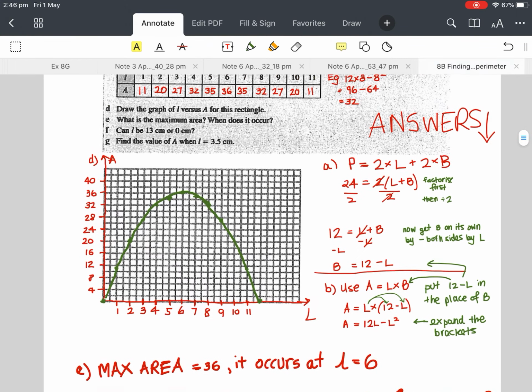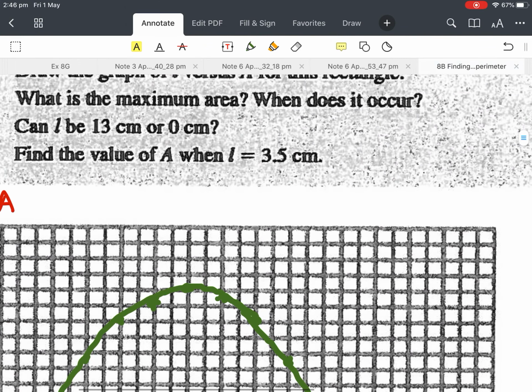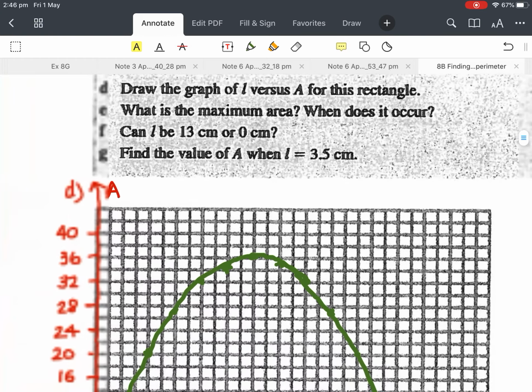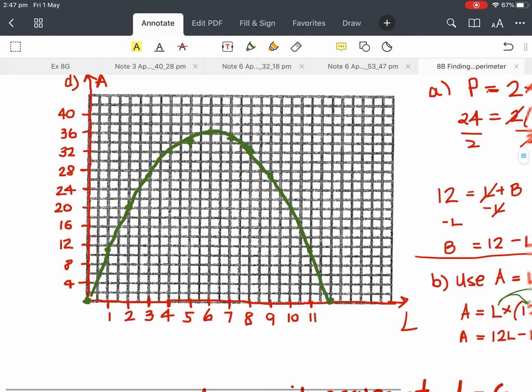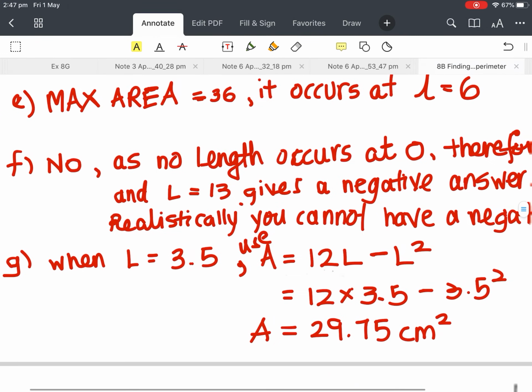And question G said, find the value of A when L equals 3.5. You can go off your parabola if you want. I find that it's more accurate, however, if you put the 3.5 into your equation, all right? You'll get the right answer every time. So that's what I did. I put 3.5 into the equation A equals 2L minus L squared, and it gave me 29.75 centimetres. So there's that one there.